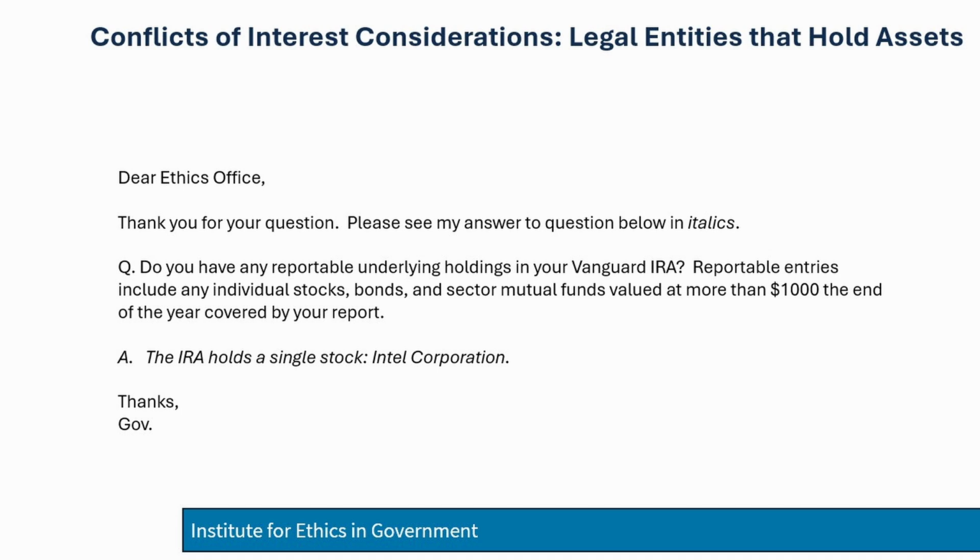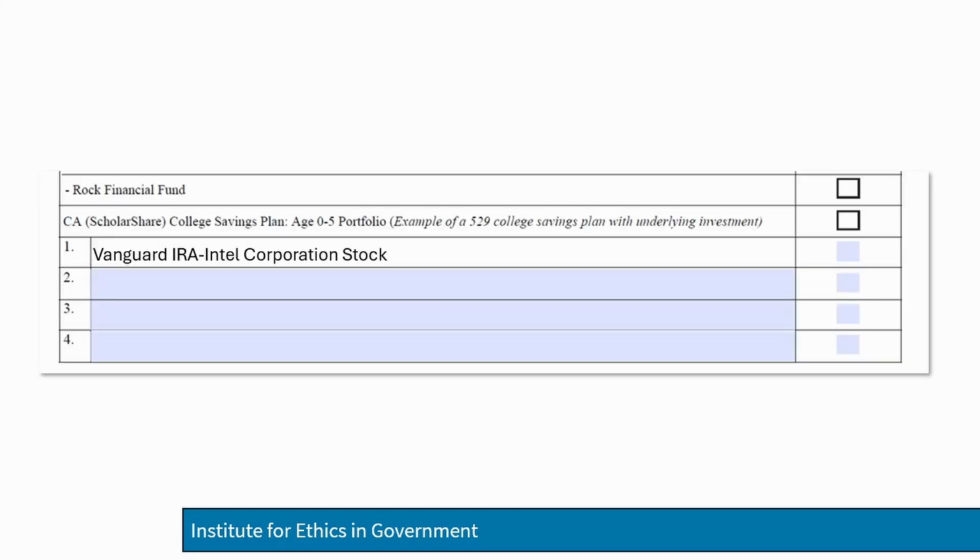We could send our questions in an email or make a phone call to the filer. The answers we receive back might look like this. Here, we've updated the form to reflect our filer's responses. Now we continue with our process. 2 pieces of information, 2 questions, and 2 resources to help us. We see that the IRA holds a single stock, Intel Corporation.